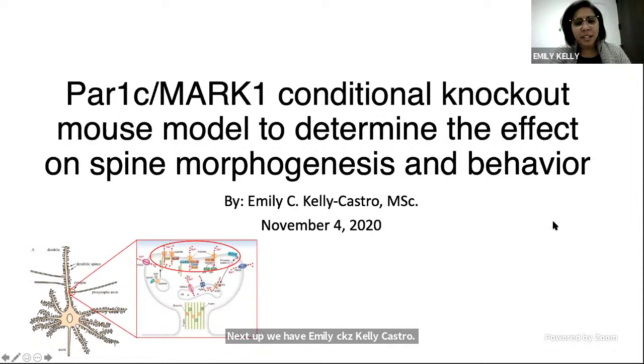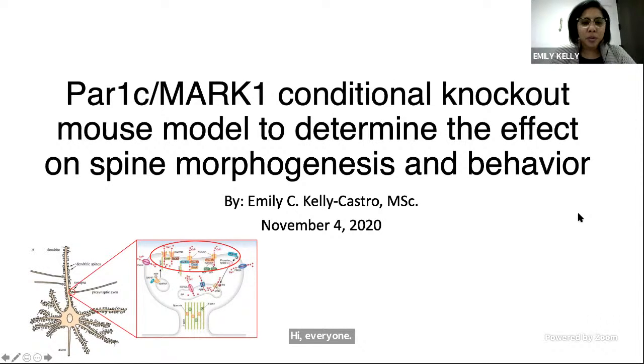My name is Emily Kelly. I'm a PhD candidate at Rutgers University, and my thesis project is focused on understanding the role of a polarity protein called PAR1C on dendritic spines. Dendritic spines are those mushroom-like protrusions that you see along the dendrites, and these structures are highly dynamic and highly compartmentalized.